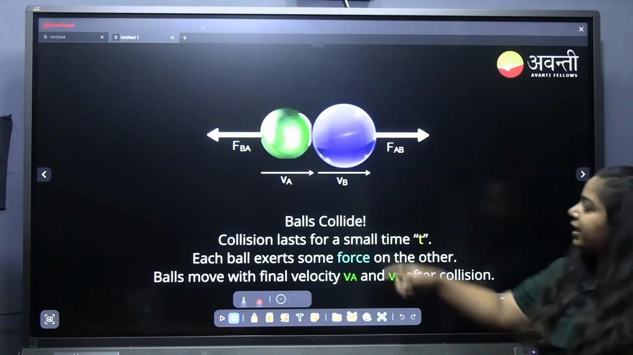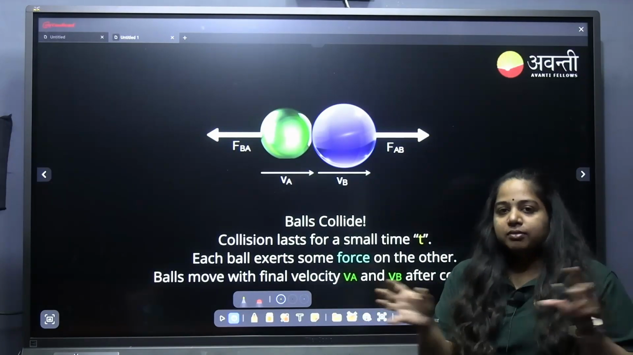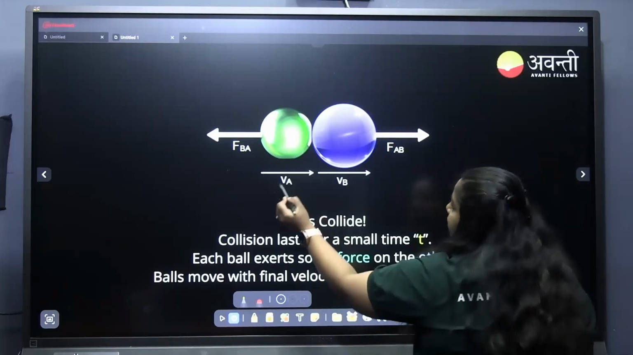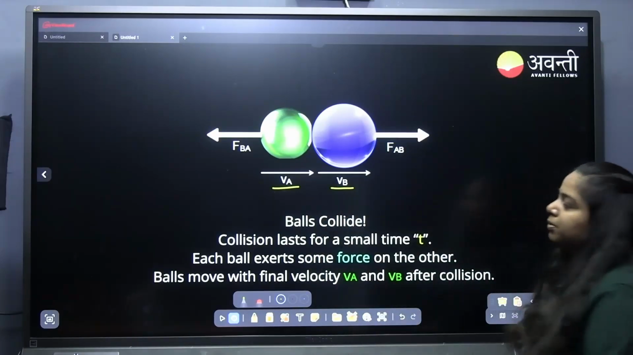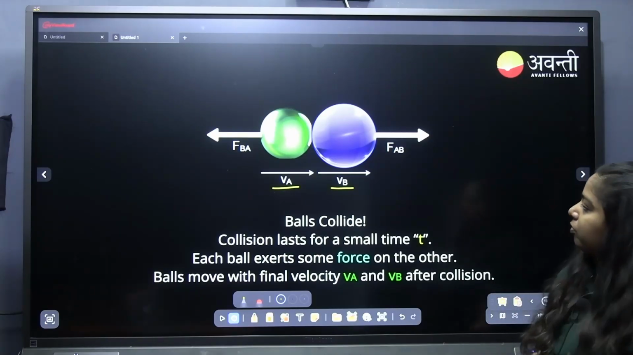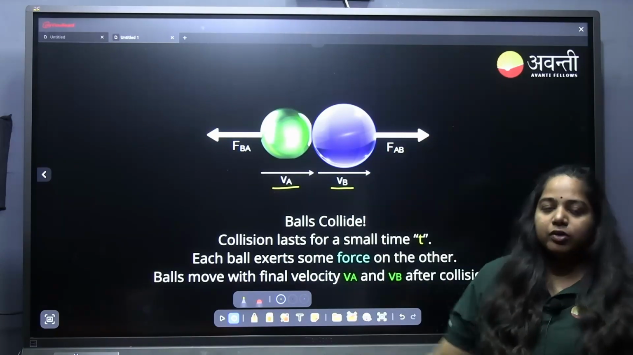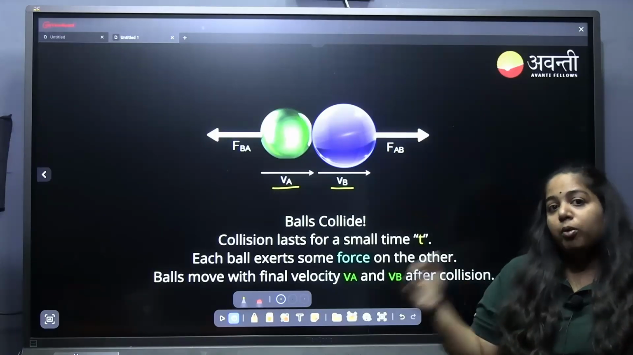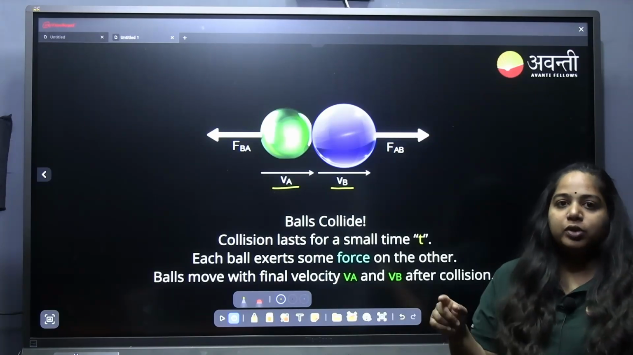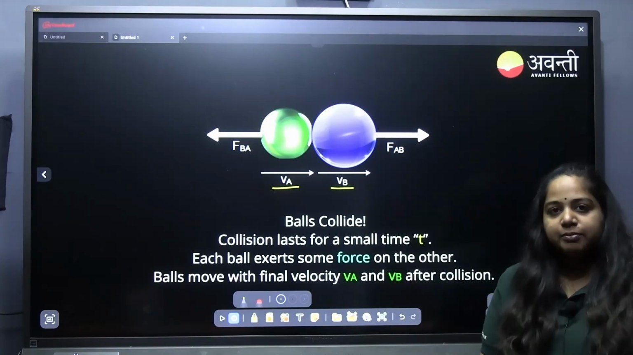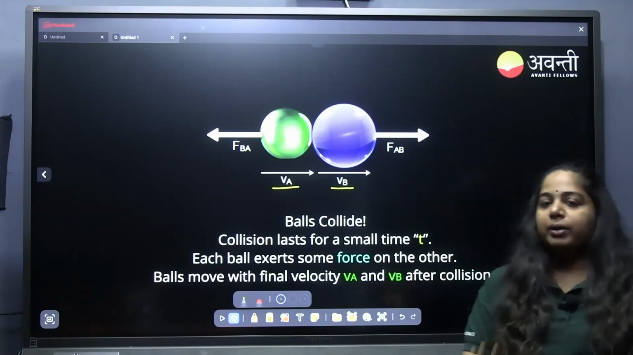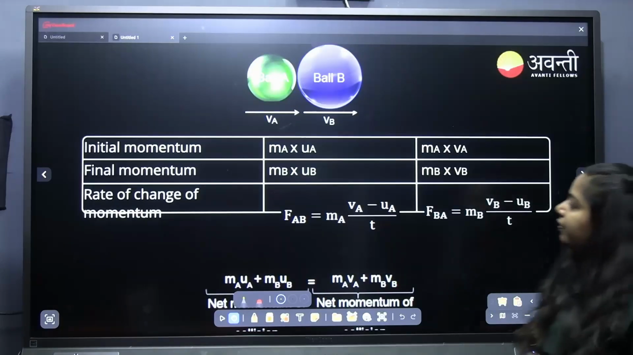Now, when they hit, what happens? At that moment a momentum change will happen, and finally A will move with VA velocity, B will move with VB velocity in positive x direction. There was force exerted on each, but the total momentum before the collision and after the collision of both together will be the same. Even though individual velocities changed, for the total system momentum will be conserved. That's what they are saying here.